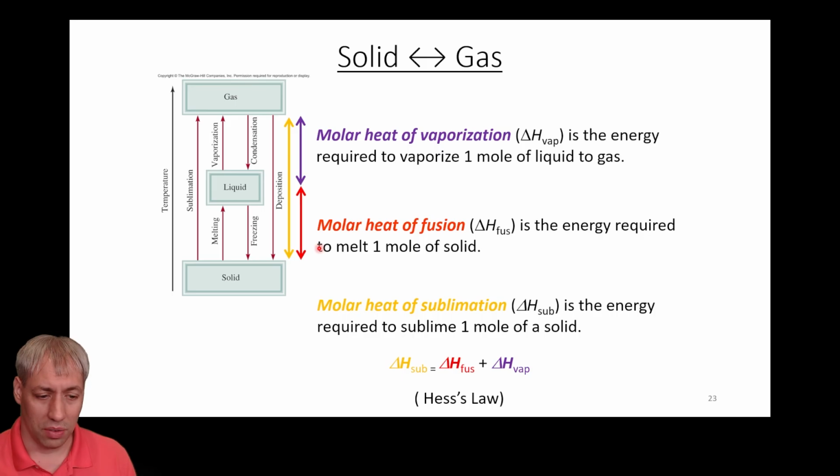And so in Gen Chem 1, you learned about Hess's law. Thermodynamic functions don't care how you get there. If you sum up molar heat of fusion and molar heat of vaporization, you get a molar heat of sublimation, which is basically how much energy it takes to go directly from a solid to a gas, or how much is released when gas goes directly to solid.